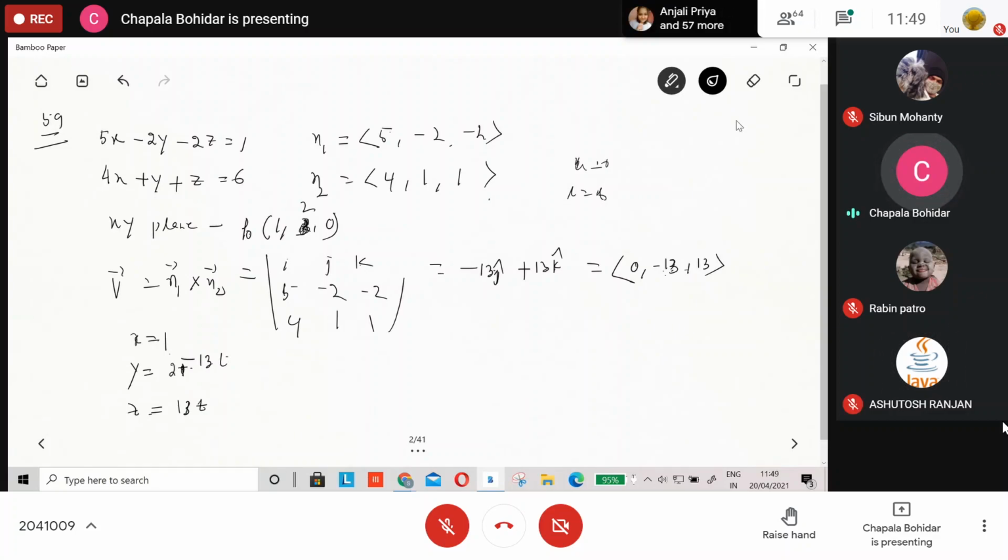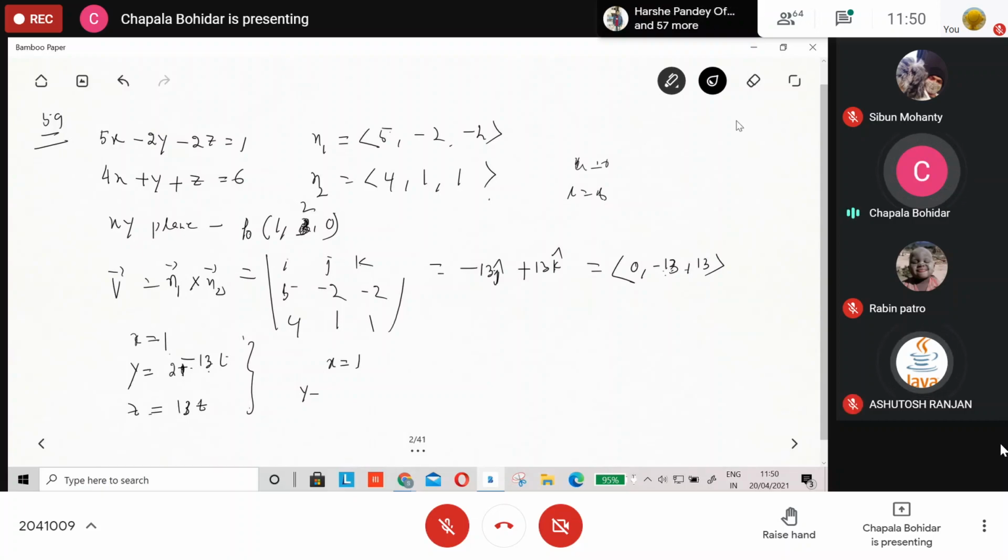But your answer is written differently in your book. Yes, if you got this value, you are correct. But in your book, it is written like this. Can we treat 13 as a scalar, ma'am? 13 is not a scalar here. It is a scalar value, but it is the component of this vector b.